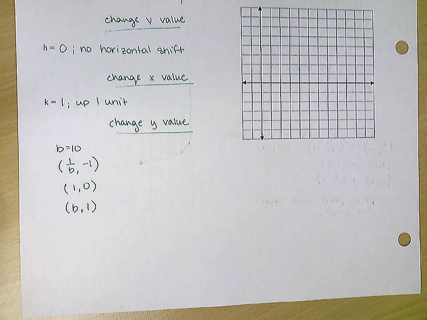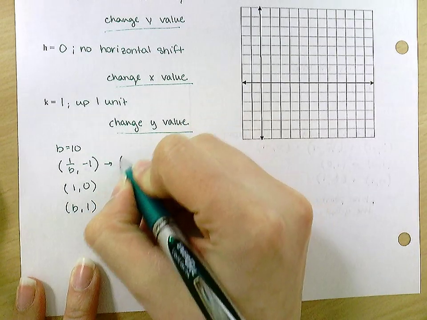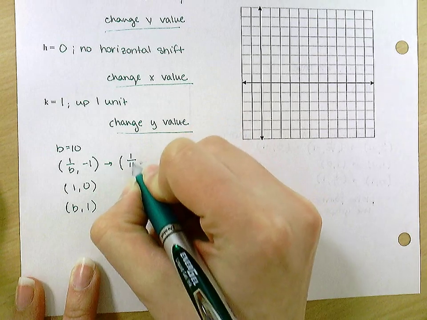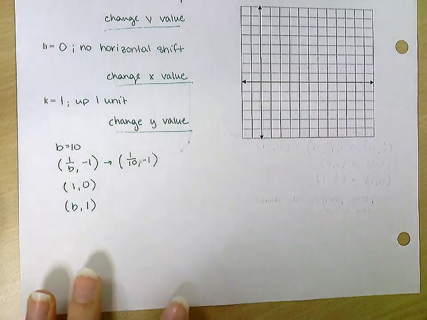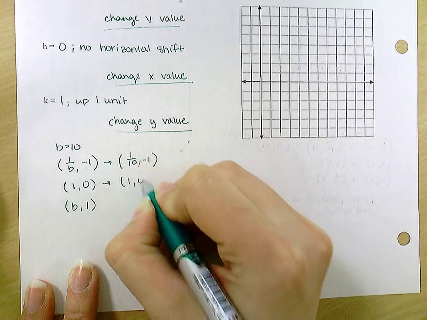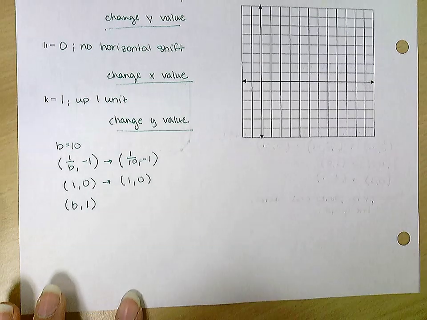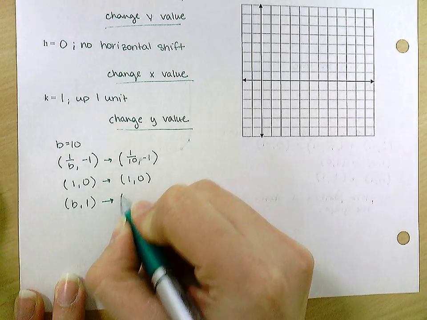So I'm going to plug in 10 for b. In this one, I would have 1 over 10, negative 1. This one, I don't have to change anything. It just says 1, 0. This one, plug in 10 for b.